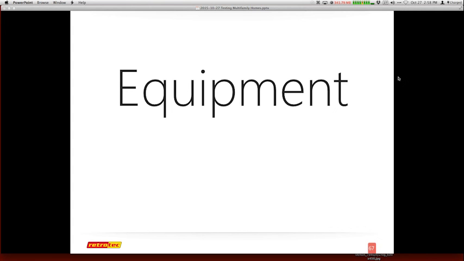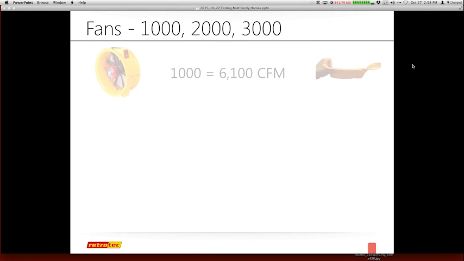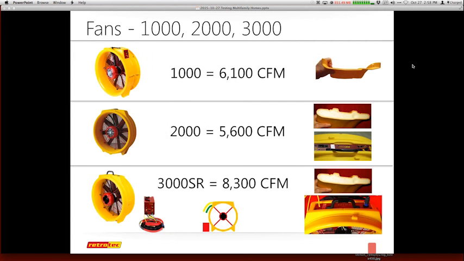All right, I've got a few minutes left. I had these slides about equipment just so people can get an idea of some of the options for fans. I'll move through it quickly. Retrotec has multiple fans. Some people have the middle one, which is an older style, and the 1000 has been replaced with the 3000, and that's about how many CFMs each of these does.